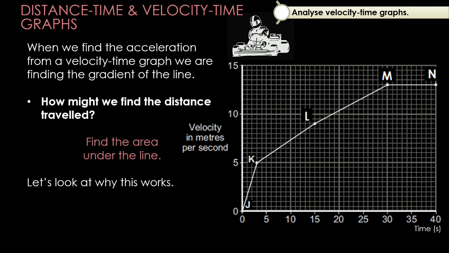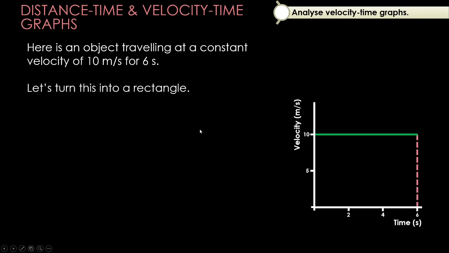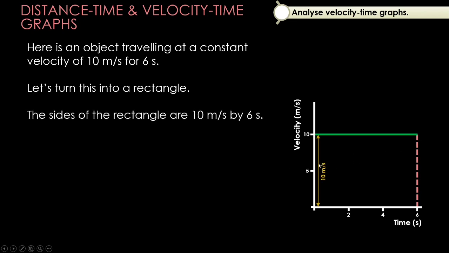I'm going to show you how we go about doing this. Let's take this simple graph. We have an object that's travelling at a constant velocity of 10 meters per second, and it's doing this for 6 seconds. So it's going at 10 meters per second from 0 all the way up to 6 seconds. First thing we do is we turn this into a rectangle. I'm adding in a line here, and I'm turning this into a rectangle like this. The sides are 10 meters per second here and 6 seconds here.